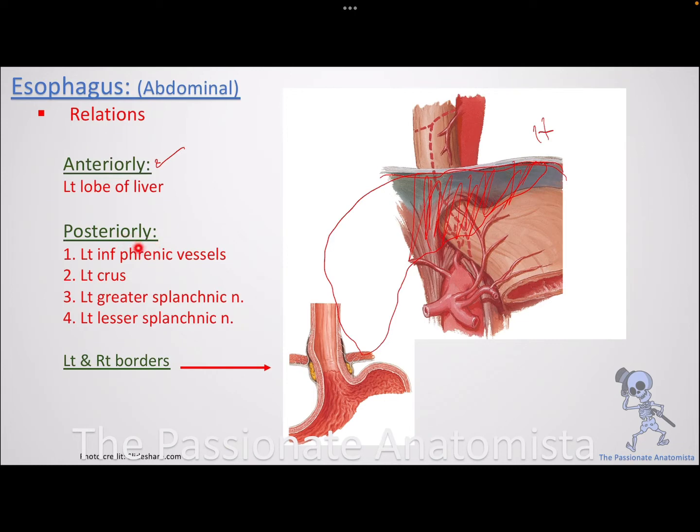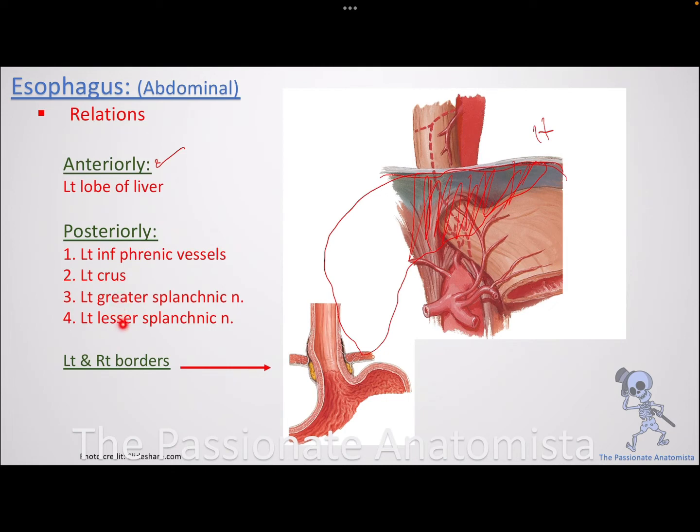However, when you think about the posterior relation, it's quite simple, because you guys know that the esophagus needs to go through the diaphragm to reach the abdomen. So of course, it lies in front of the diaphragm, so it's going to be related to stuff related to the diaphragm. And because the esophagus is basically to the left, everything posteriorly will be to the left. So posteriorly, it's related to the left inferior phrenic vessels going to the diaphragm, and the left crus of diaphragm. And that is also related to the diaphragm.